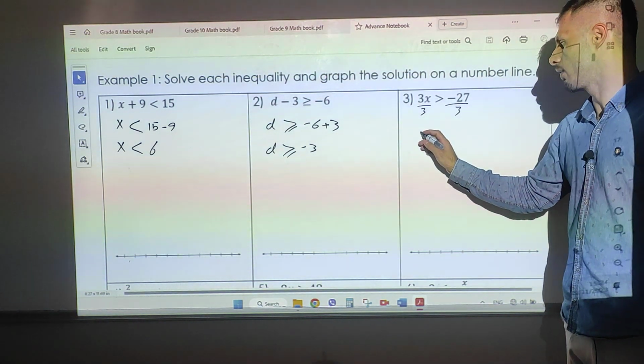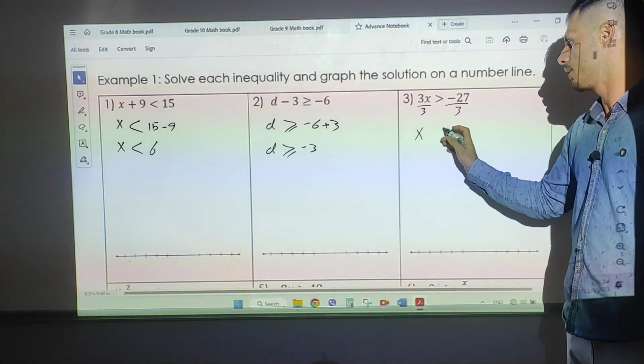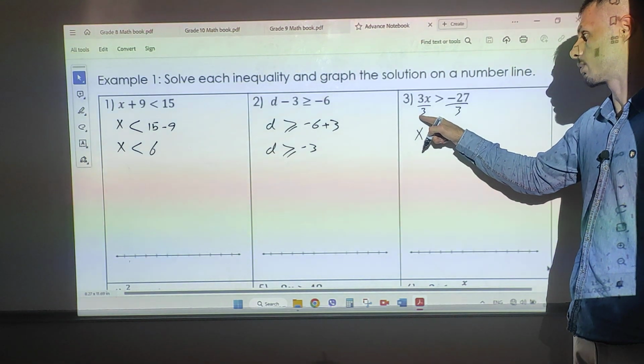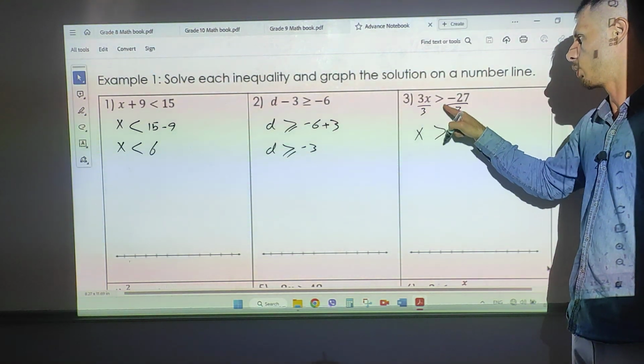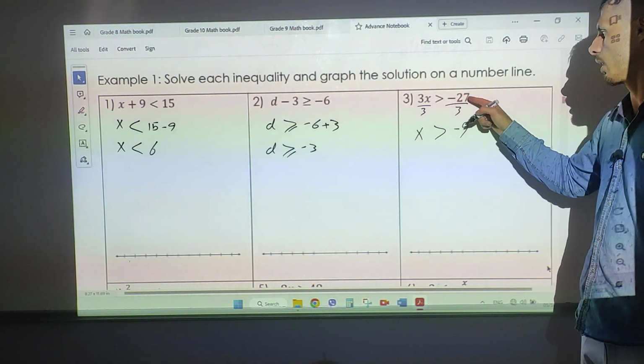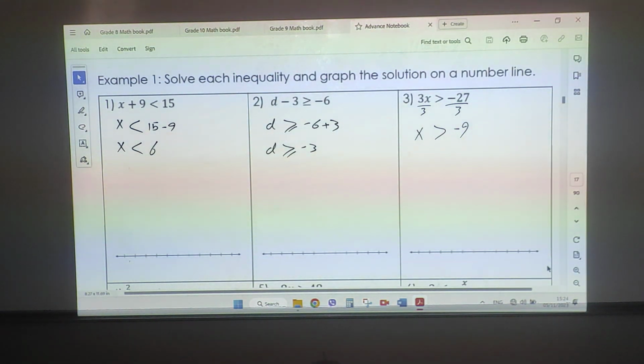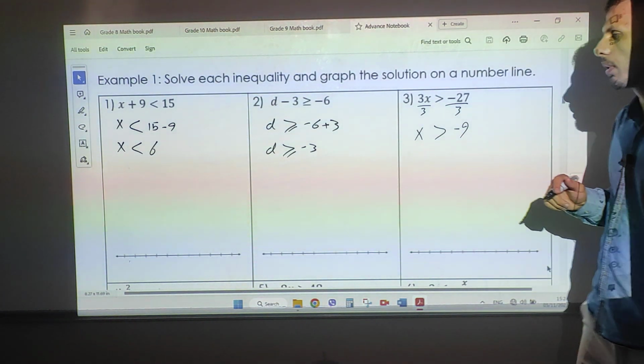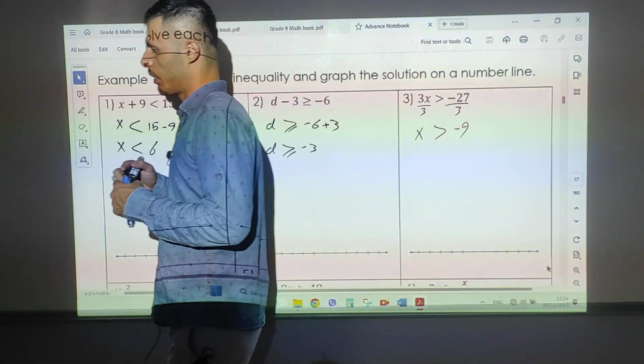In this case, 3 divided by 3 is 1. x greater than, because we divided by a positive, we don't change the sign. It would be negative 9. Negative 27 divided by 3 is negative 9. We did all of them. Now we can show them on the number line.